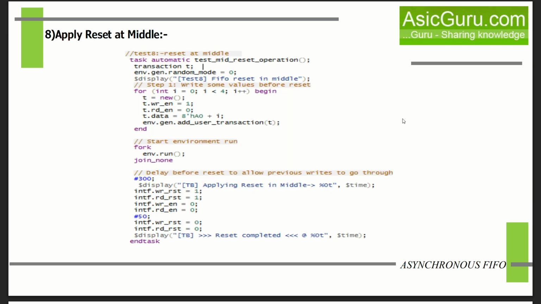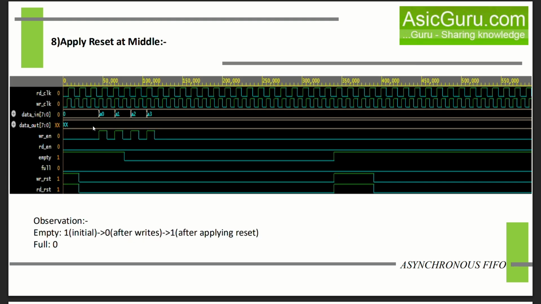Apply reset in the middle. In this test, we have written some value in the FIFO and we apply reset in the middle. Let's check its waveform. Here we have written some value in the FIFO. Then after some time, we apply the reset as high. We can compare its correctness by checking the empty flag.